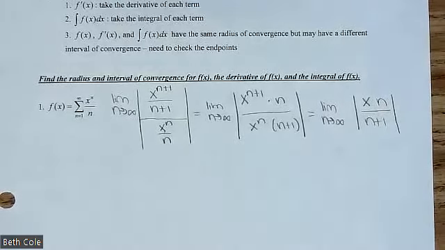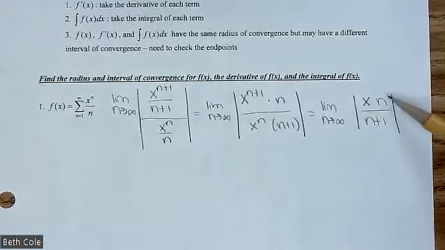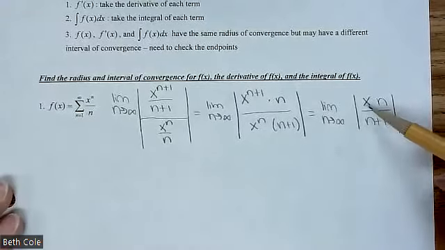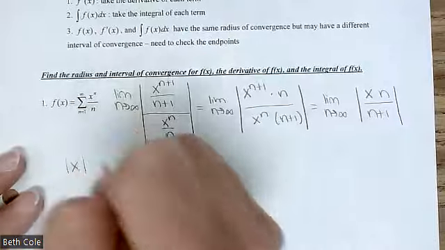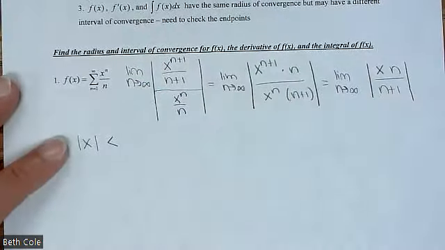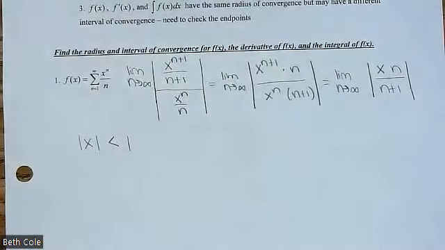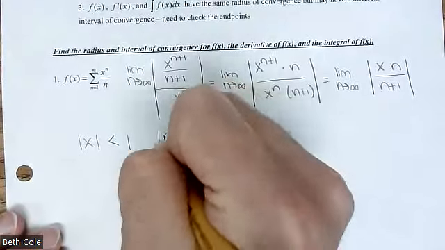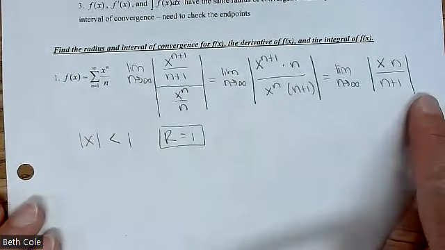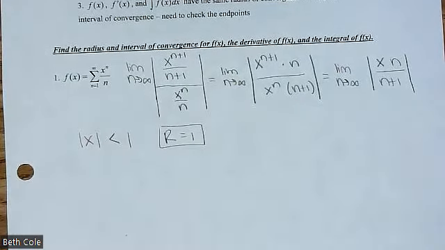The last thing is to evaluate the limit. This is n, and this is n. When they're the same, you use coefficients, which would be x over 1, which is just x. So you just end up with absolute value of x. And the rule is it has to be smaller than 1. So your radius of convergence is 1. And that's what it's going to be for the derivative and the antiderivative as well. We won't have to do this again. We're just going to have to test the endpoints.